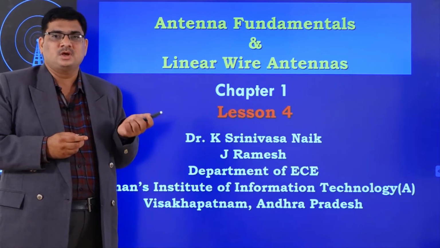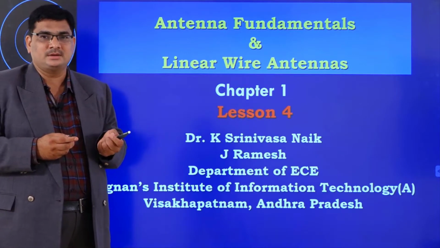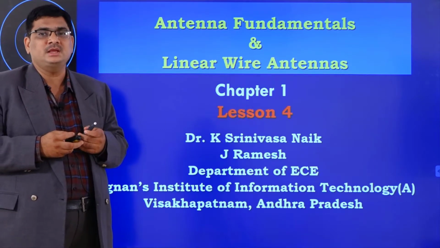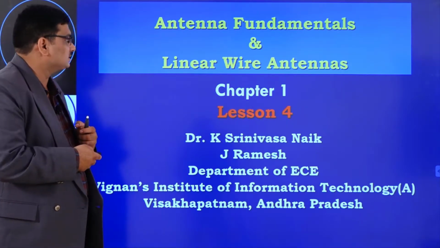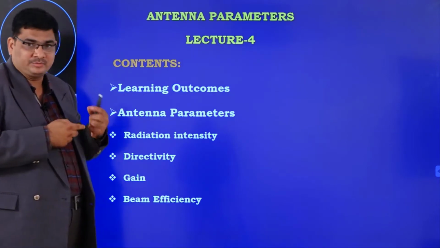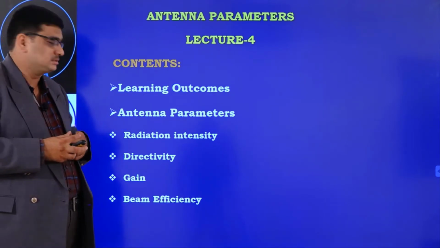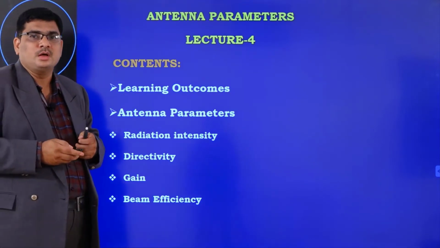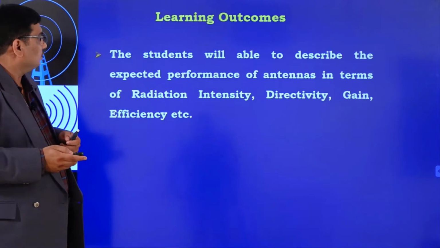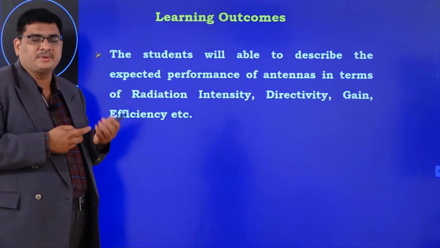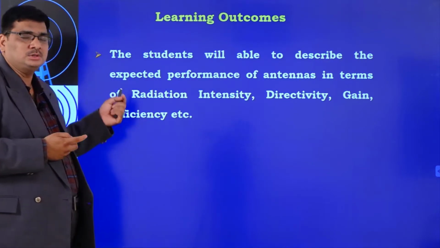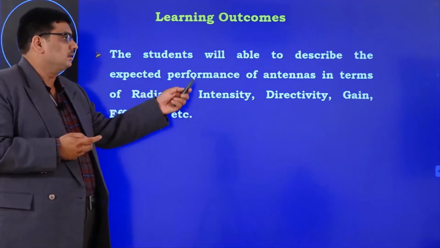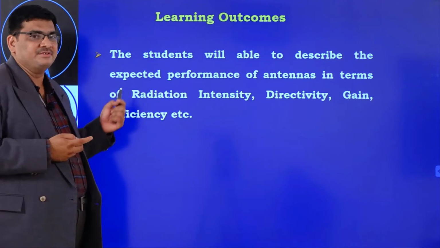In the last class, we discussed what radiation pattern is, what beam width is, and what the field zones of the antenna are. Now, in this class, we are discussing important parameters of an antenna, that is directivity, gain and radiation intensity, and also beam efficiency. Once this topic is over, the student will know the performance of an antenna in terms of its radiation intensity, directivity, gain and efficiency.